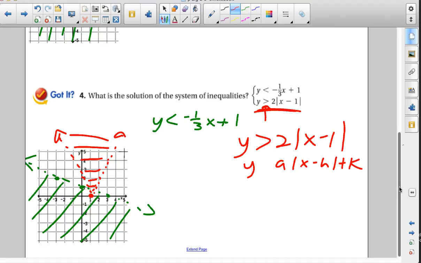Does this have an intersection? Really teeny one, isn't it? Right here. That's it. That's the only spot that's going to be red and green is that little spot right there. All right.